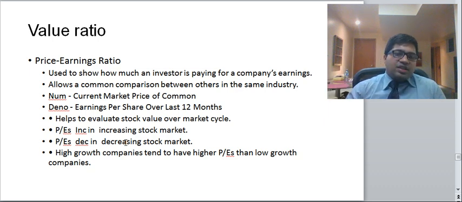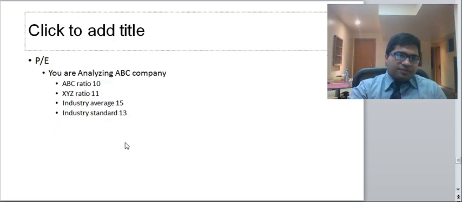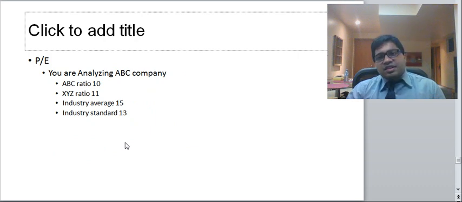So we ideally want PE ratios to go down or to be less than the competitors'. PE ratio generally increases in an increasing stock market and decreases in a decreasing stock market, and high growth companies tend to have higher PEs, but as a rule of thumb we want to invest in companies that have a lower PE. So if ABC's PE ratio is 10, XYZ's is 11, and the industry standard is 15 and 13, then ABC is trading at a lower PE.